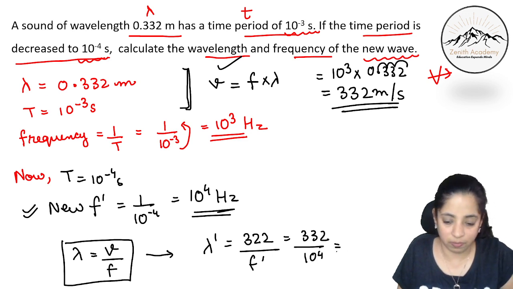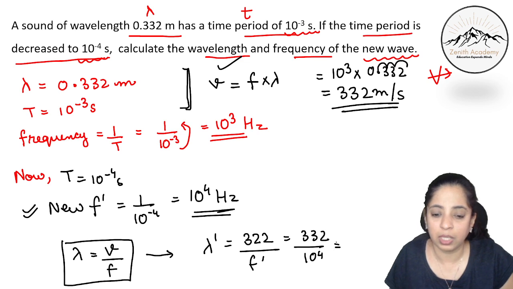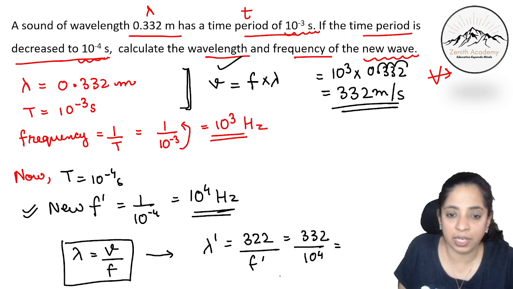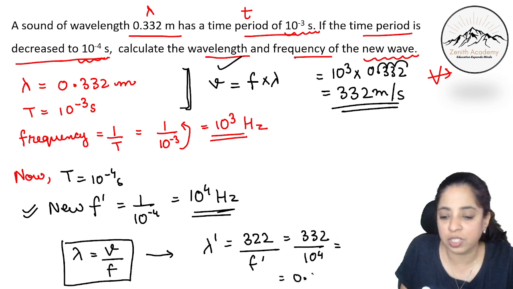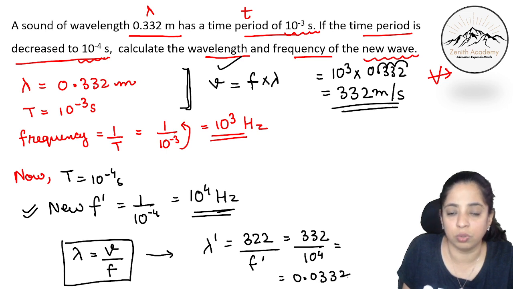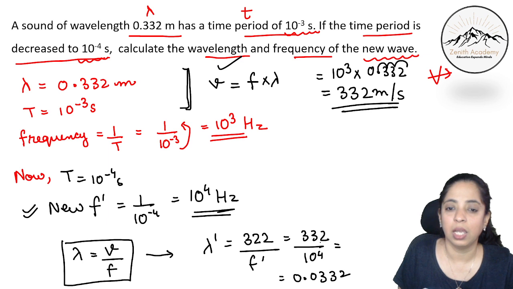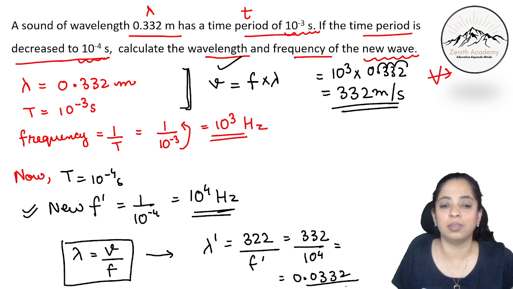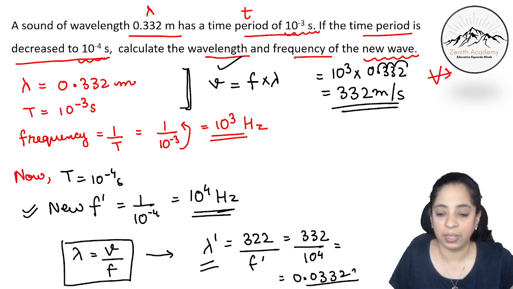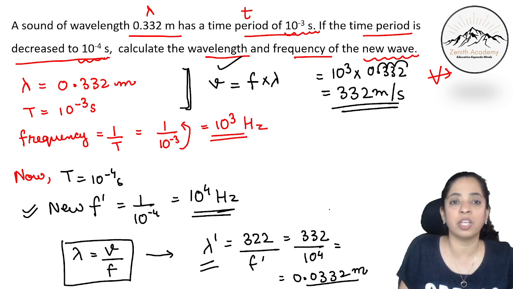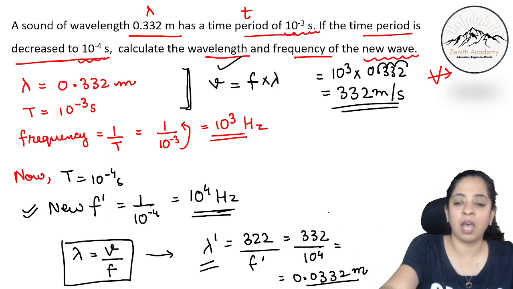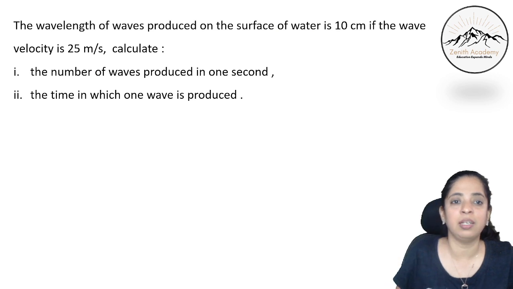So the final answer will be, I am writing out here, 0.0332. Okay, because if it is getting divided by 10,000, so you will have to do like this. And since it is wavelength, it will be in meters. Don't forget the units.